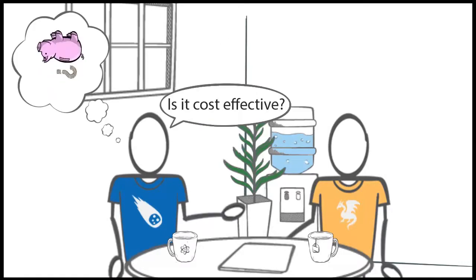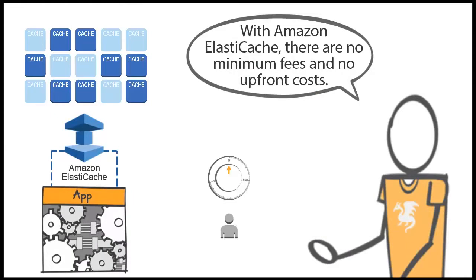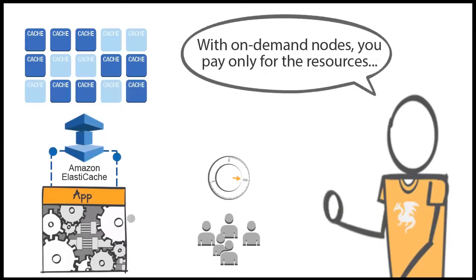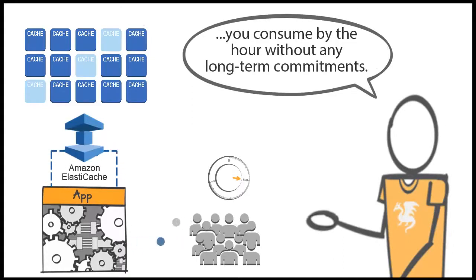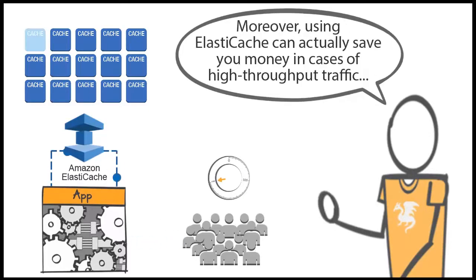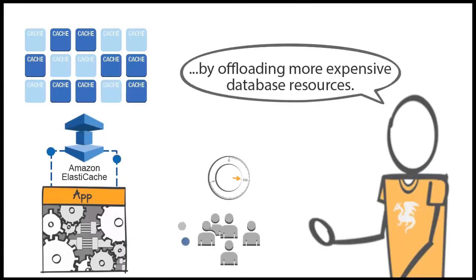Is it cost-effective? With Amazon ElastiCache, there are no minimum fees and no upfront costs. With on-demand nodes, you pay only for the resources you consume by the hour, without any long-term commitments. Moreover, using ElastiCache can actually save you money in cases of high throughput traffic by offloading more expensive database resources.